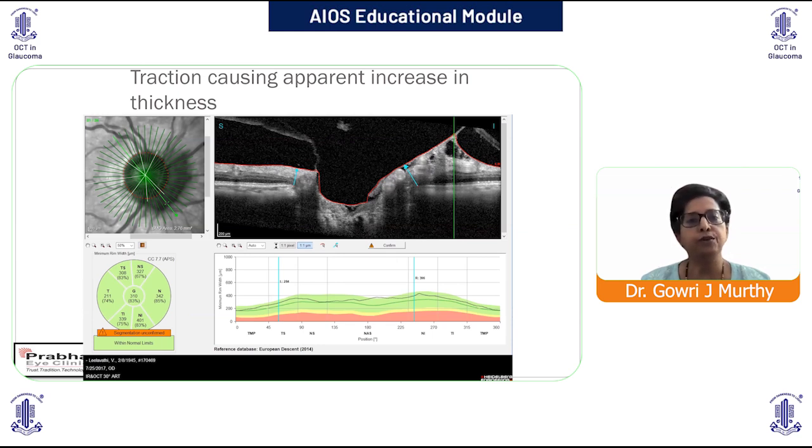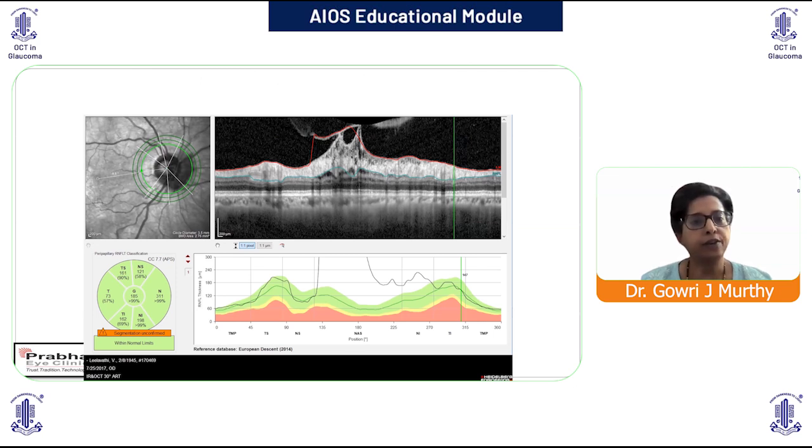Traction on the retina due to PVD occurring can also cause apparent increase in the thickness. You can see here that the traction around the disc, peripapillary traction, is causing an artifactual thickening of the RNFL. Here again, you have a traction which is causing an artifactual thickening of the RNFL.